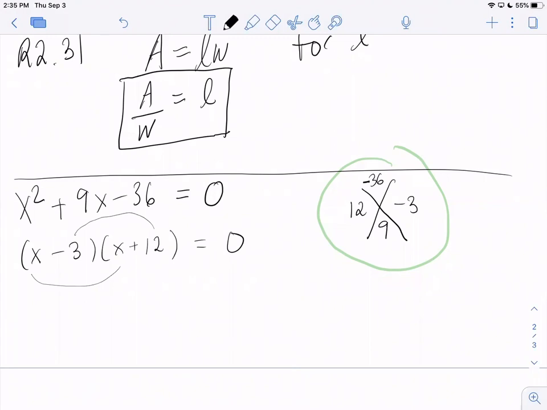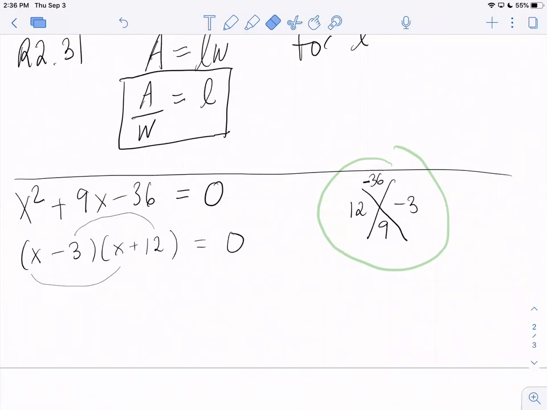Outside, inside, last, which one is that? Oh, I see, yes. That's actually the last ones. So this is the first, and the last ones are negative 36. And the middle one, you have 12x and then minus 3x for the two middle ones. And so you can verify that when you FOIL this out, it actually works.